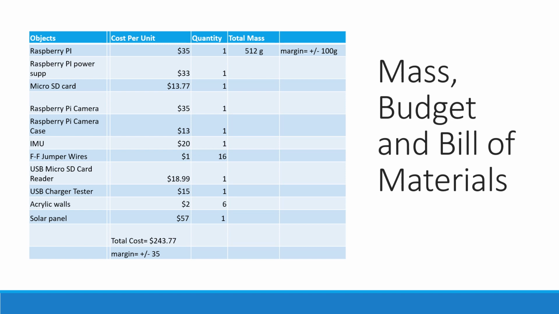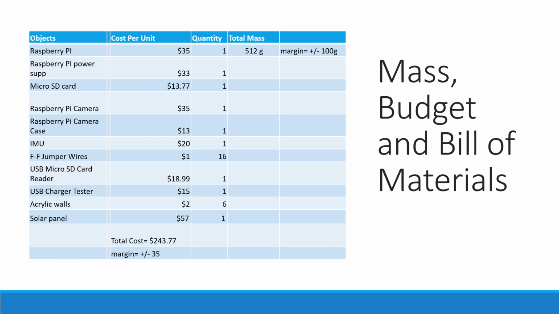For the ones that we were not able to find the brand for, or that were hard to find online, we were able to find similar parts from different brands, averaged them out, and found an average cost. So we put that for the cost per unit. Our total cost came to be about $243.77, and we added a margin of plus or minus $35 just because we're not completely positive on those numbers, and also in case we add parts.